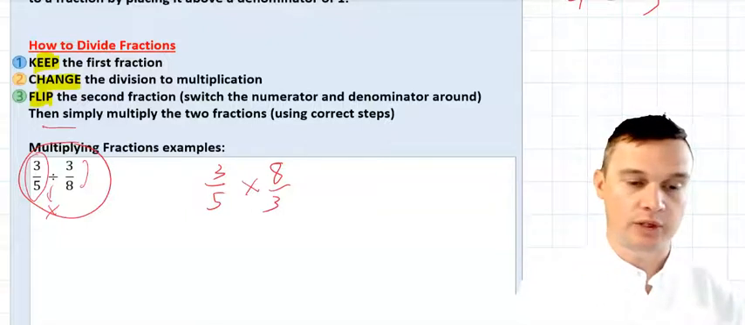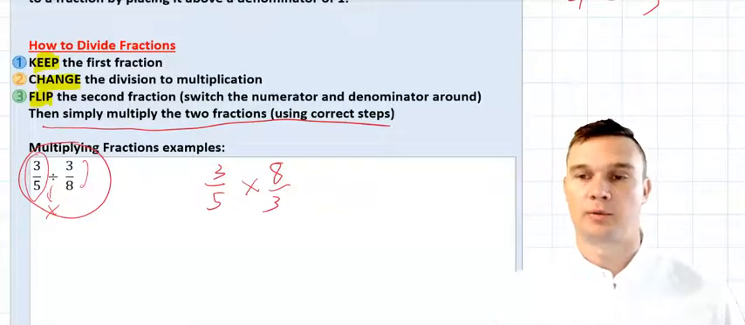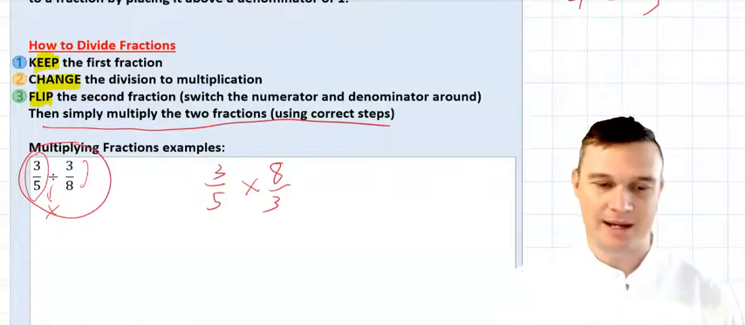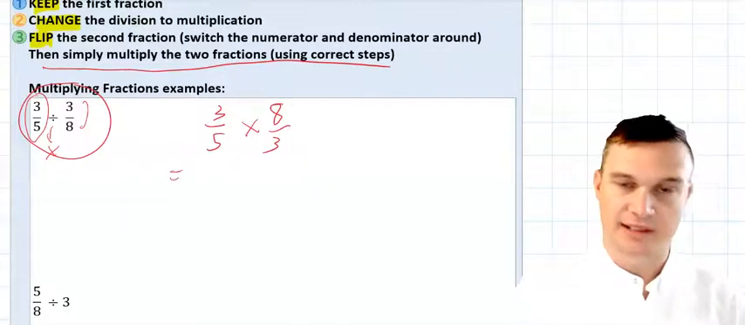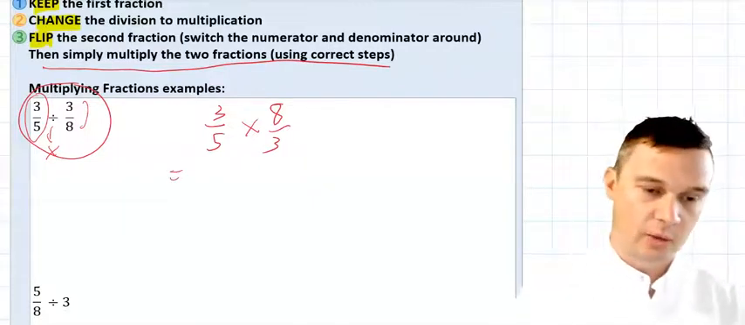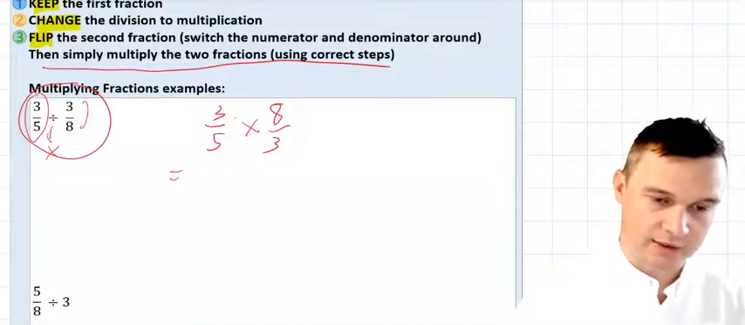And then once you've done that, all you simply need to do is just do the multiplication steps for multiplying fractions, and that will get the same answer. So let's have a look at that. Now that I've done the keep, change, flip, I can simply multiply the 2 fractions. I want to look to cancel first, which I can see I can do across this way, the diagonal.